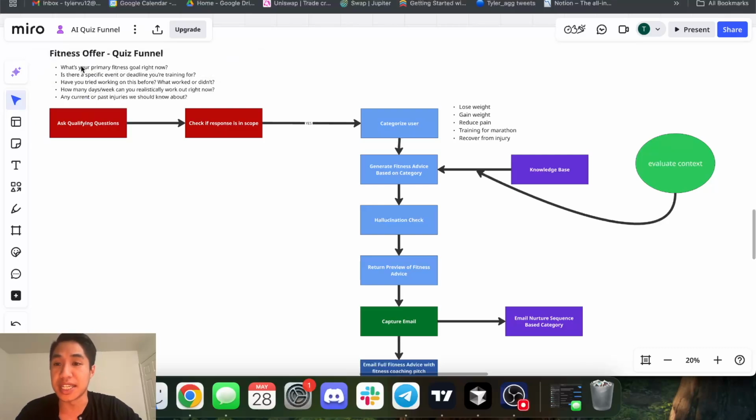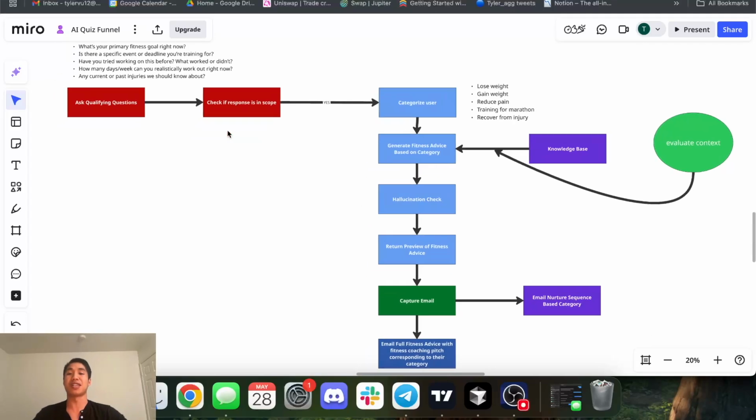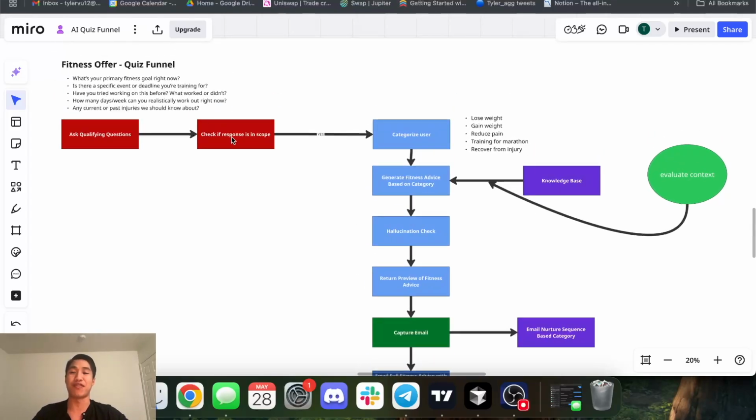So how it works is this quiz is gonna ask you a set of questions about your fitness goals, like your primary fitness goals, the specific event you're training for, what have you been trying, what's your schedule like for working out, past injuries. We're gonna check if the response is in scope or not. So like what if someone says their primary fitness goal is to, I don't know, land on the moon or become a wizard or something like that. It's not related to fitness, right? We're gonna check if it's in scope or not. If it is, cool, we're gonna continue on. If not, we just gonna send them a fallback answer type of thing, okay?